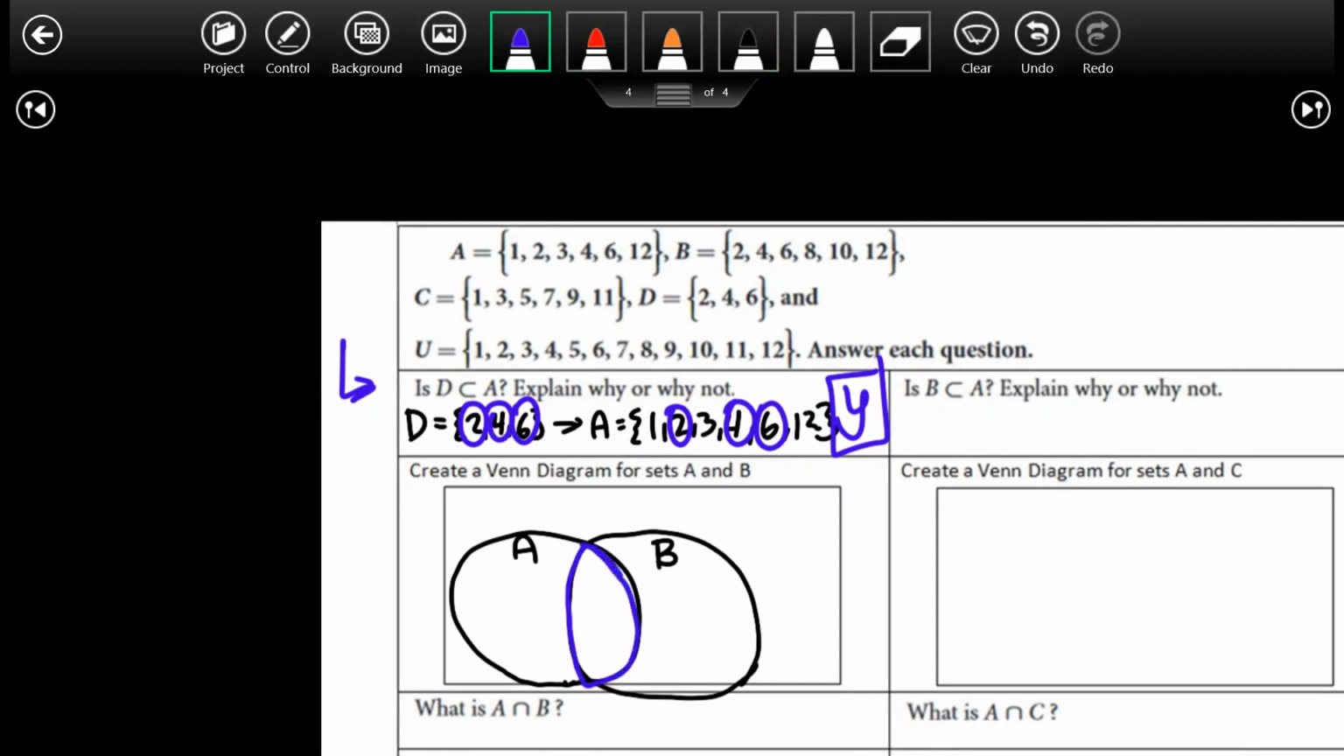What numbers are in both A and B? 2 is definitely one of them because they're both in A. 4 is in both A and B. 6 is in both of them. And 12 is in both of them. That's probably the hardest one to do out of all of them. What are the remaining elements of A? 1 and 3. So we're just going to write the 1 and the 3 on the A element side. What are the remaining elements of B?